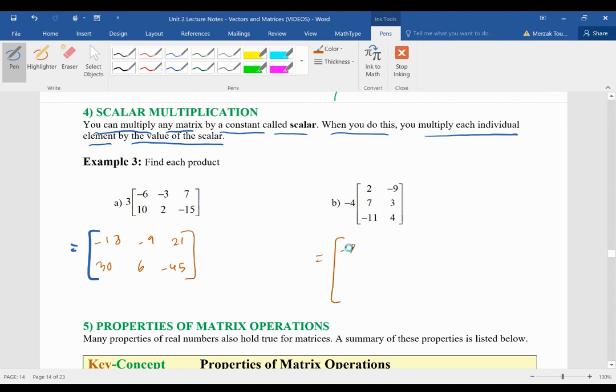-4 times 2, -8. -4 times -9. Negative times negative is positive. 4 times 9, 36. -4 times 7, -28. -4 times 3, -12. -4 times -11. That will be 44. And then -4 times 4, -16.